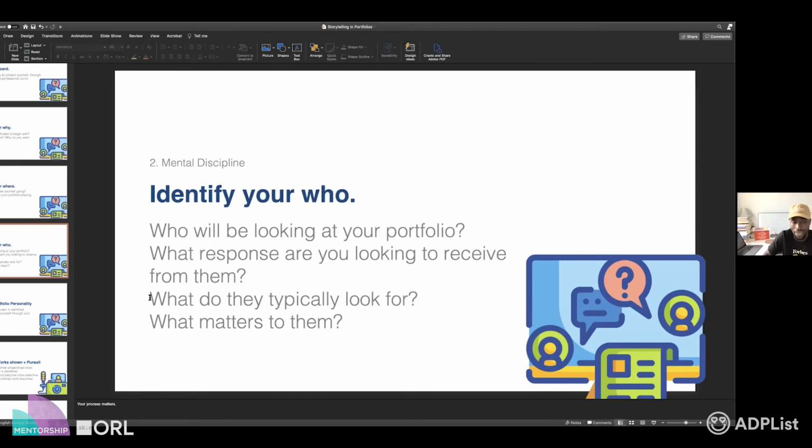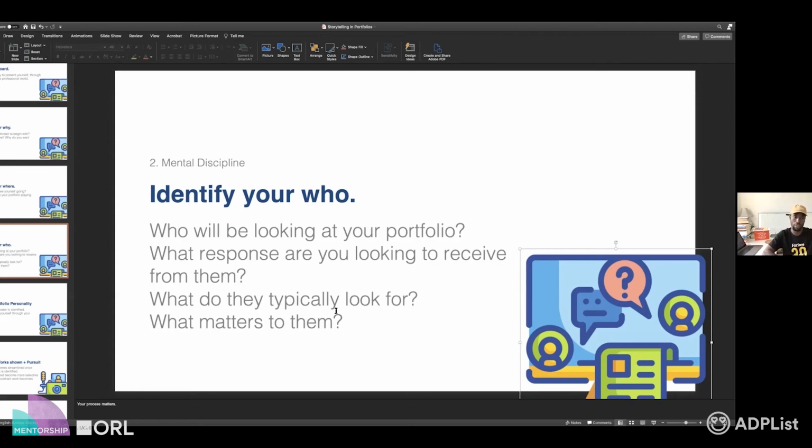Also, identifying your who, you dig into what they typically look for, like Lily and Frankie and Nitish shared. If it's a hiring manager with a short attention span, they're going to be in and out, right? So you have to figure out, am I going to present a ton of information or just the highlights, the bird's eye view, 35,000 feet, what matters? But you need to identify who's looking at it.